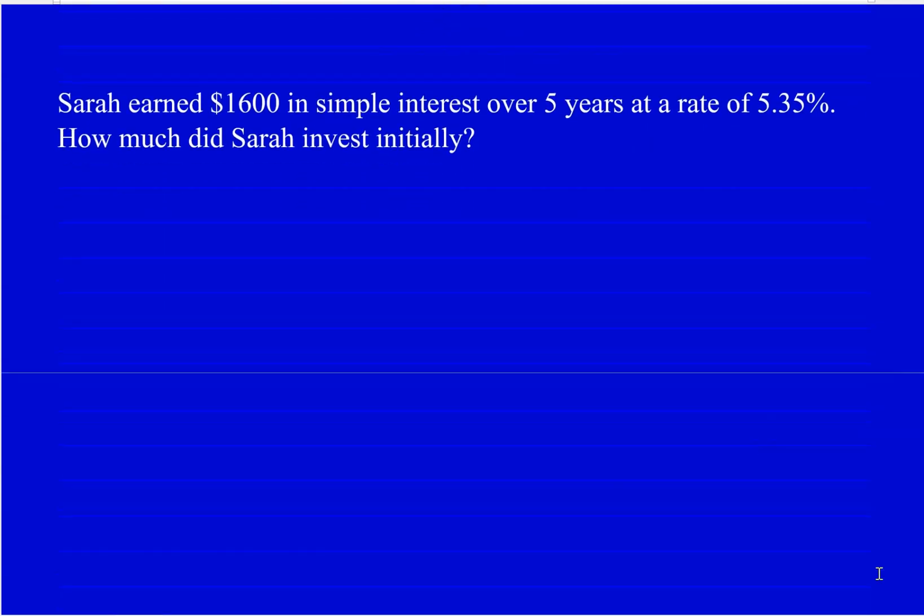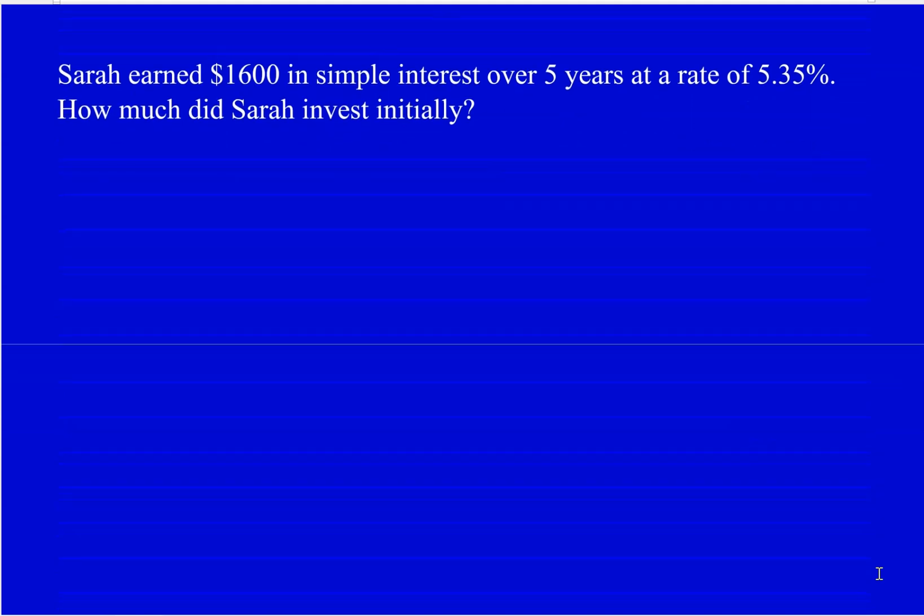And lastly, we've got Sarah. Again, we see simple interest, so I'm writing I equals, P equals. 5 years, we've got the time, at a rate of 5.35. How much did Sarah invest initially? It means we're finding the P, and she earned 1,600 in interest. If you're systematic, it's going to be quite simple.